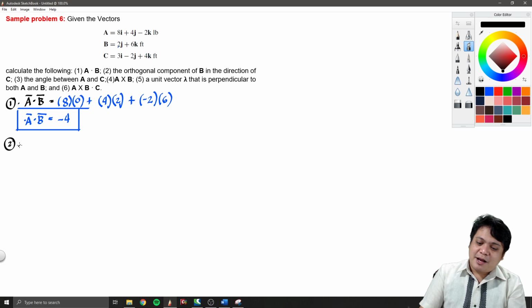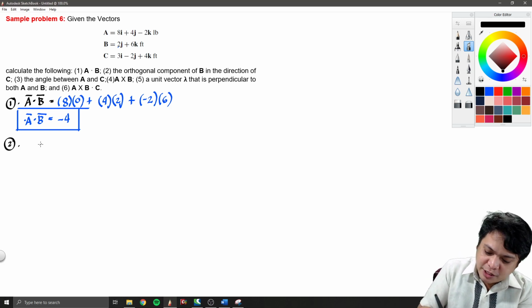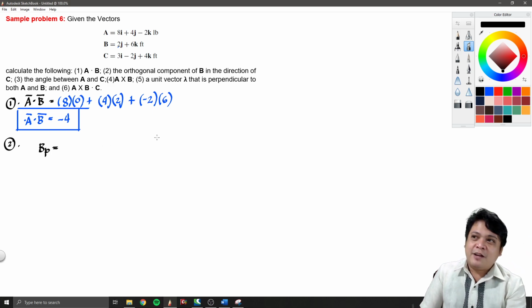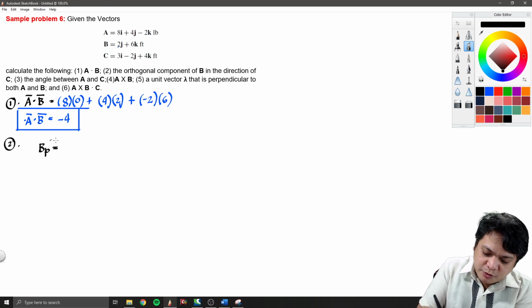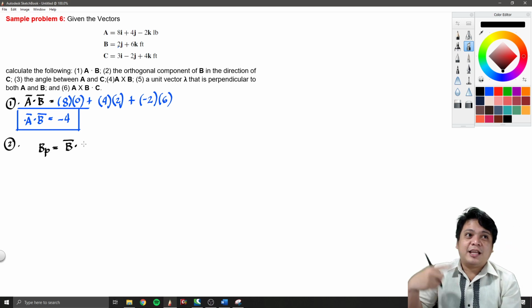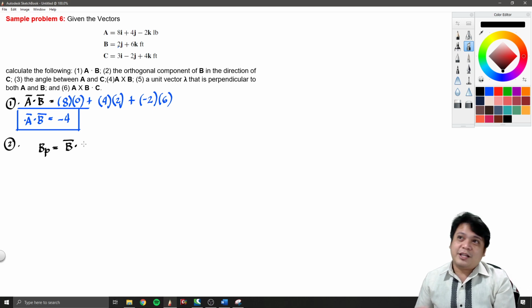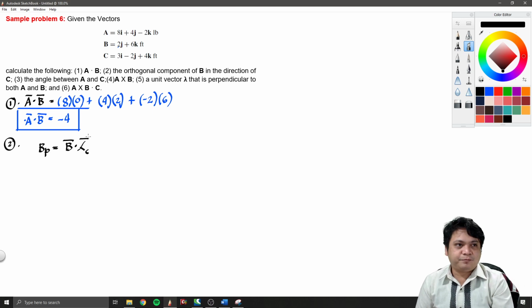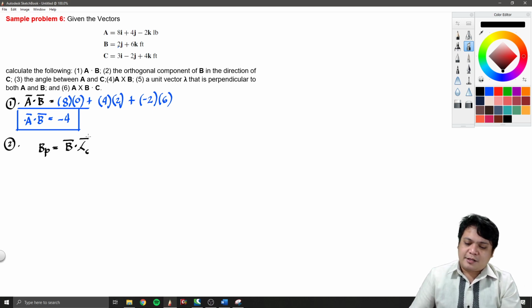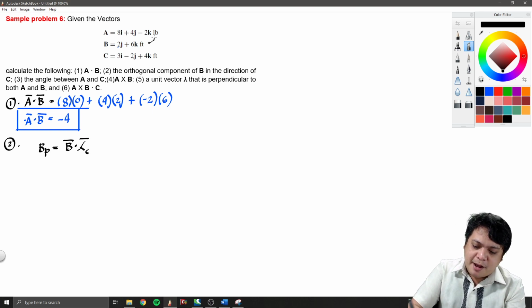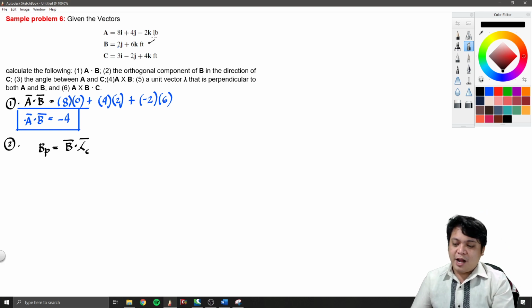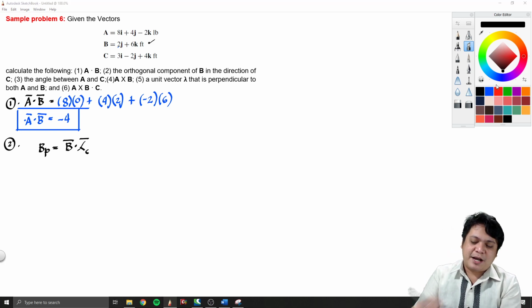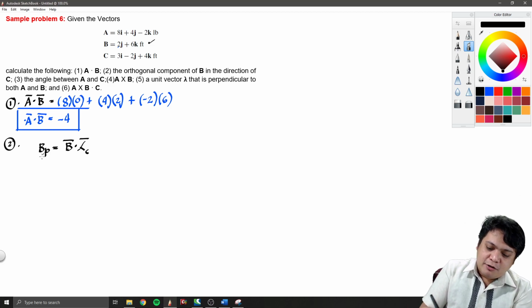Okay? So, para makuha natin yung perpendicular component niya, parallel component niya, again, anong ginagawa natin? So, that is equals to our B, and then i-dot product natin dun sa unit vector ng direction. So, that is actually the direction of C. Okay? Next, yung B, walang problema. I already have the B. Ang wala ako is yung dun sa C. Paano kukunin yung C? Meron akong value ng C.